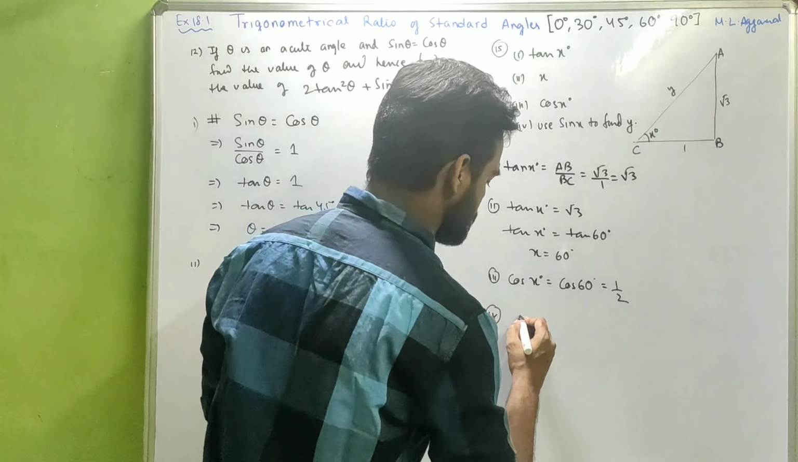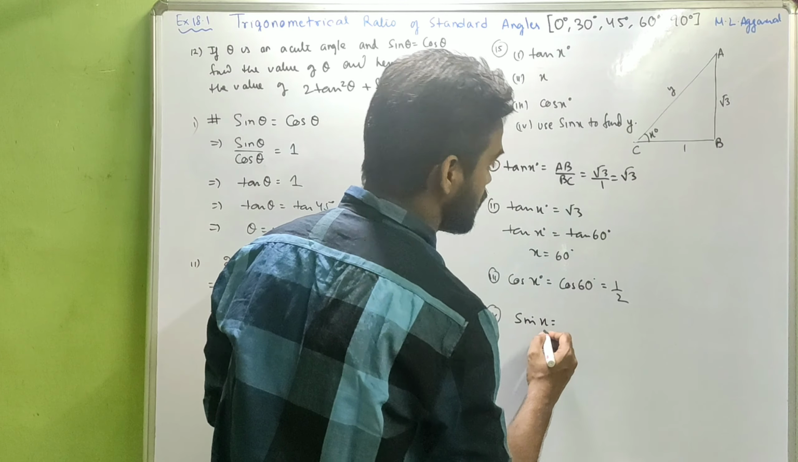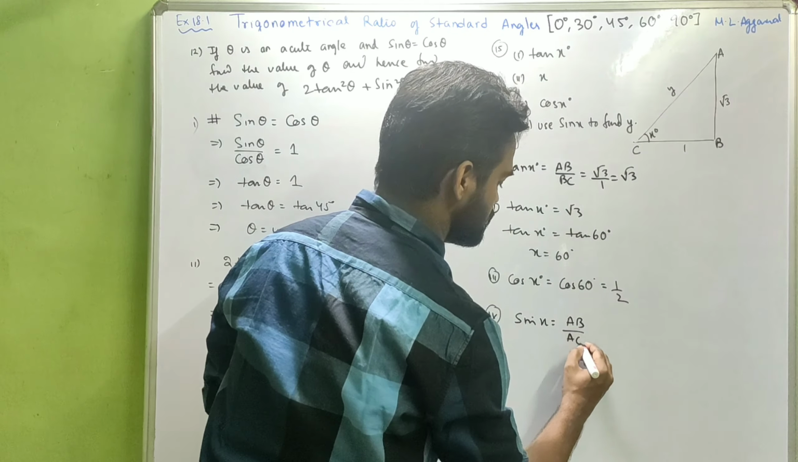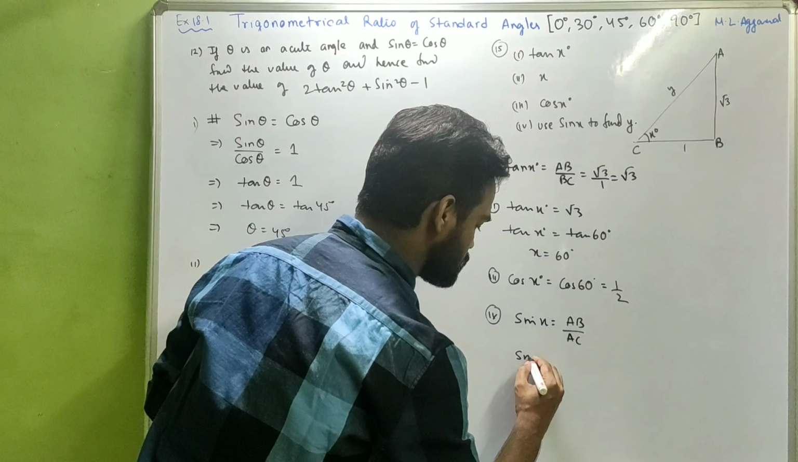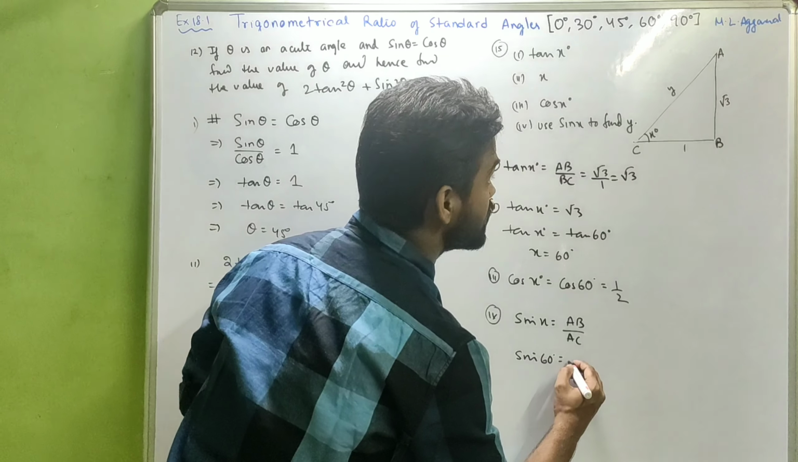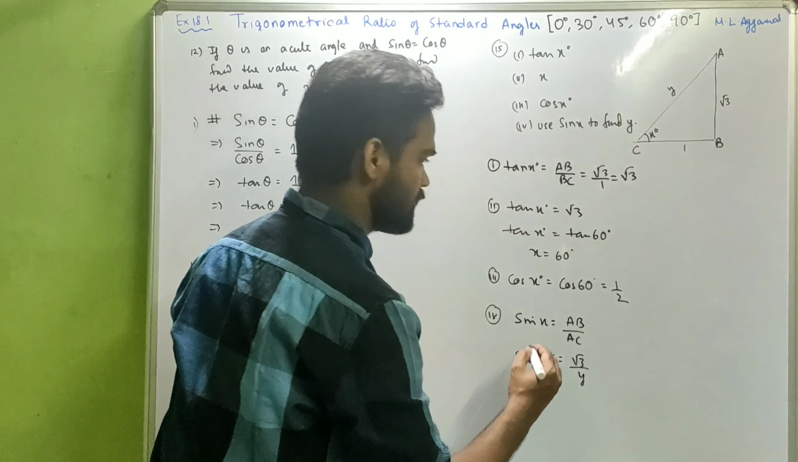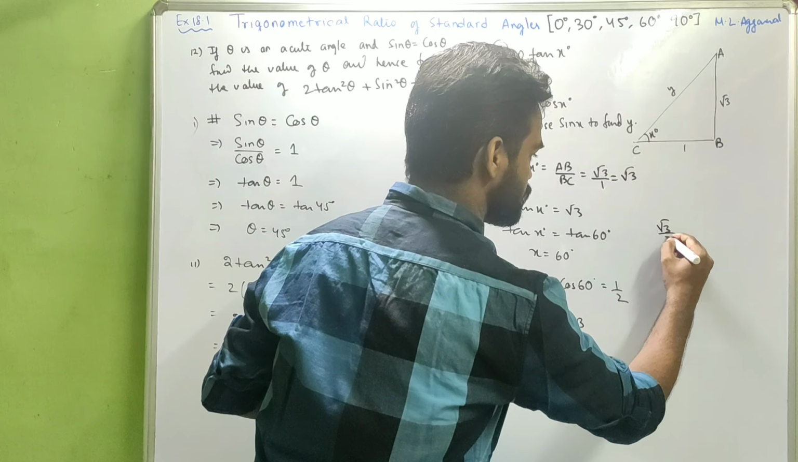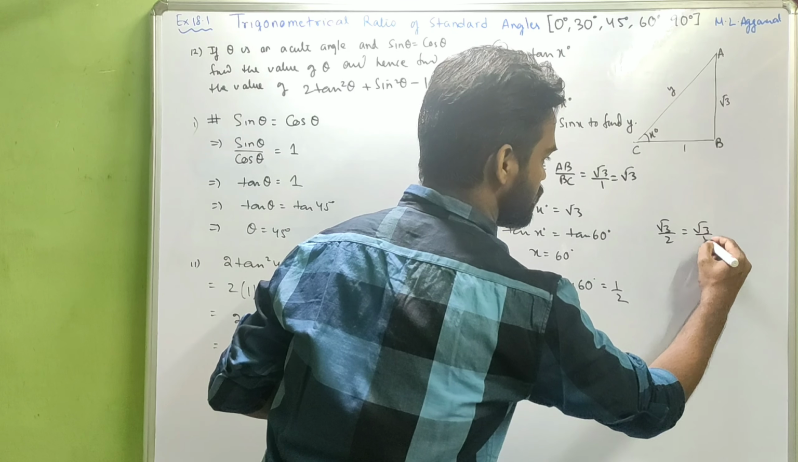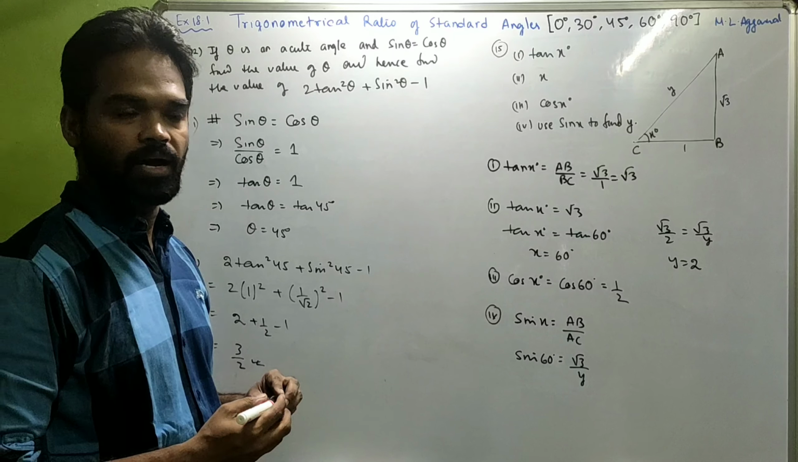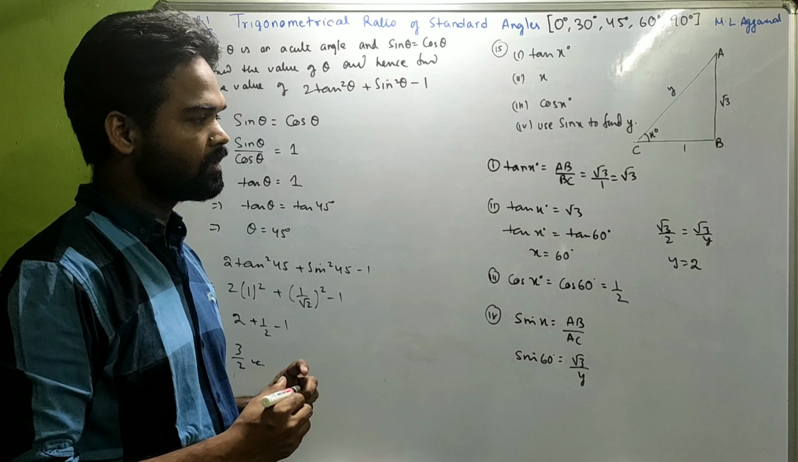Use sin X to find Y. Very easy. See, sin X, which means AB by AC. X is 60. So sin 60 is AB, root 3, and AC is Y. Sin 60 is root 3 by 2. So root 3 by 2 equals root 3 by Y, which means Y equals 2. Done. Now let us look at the next sum.